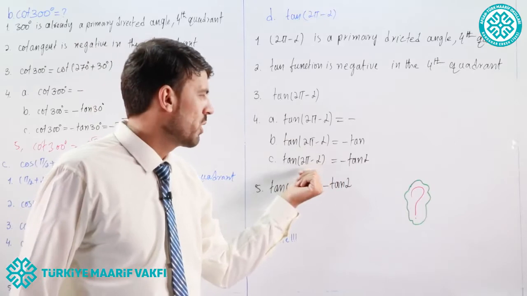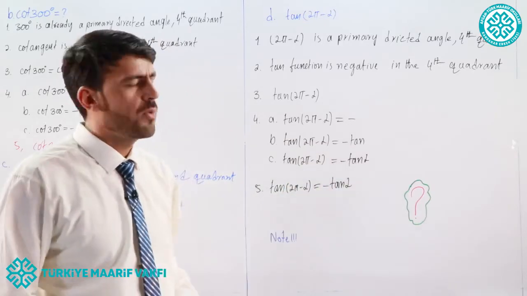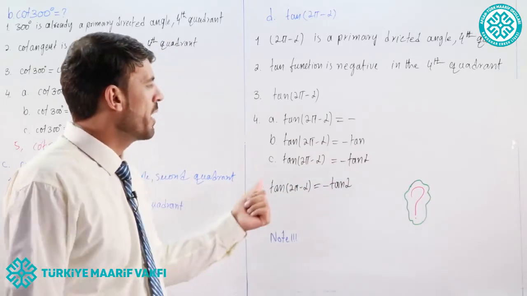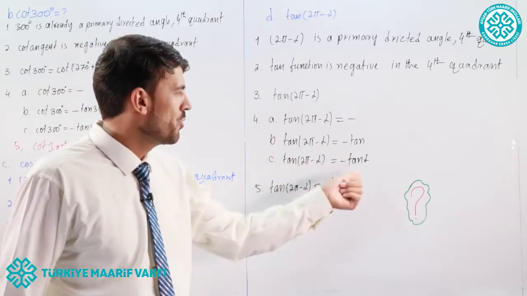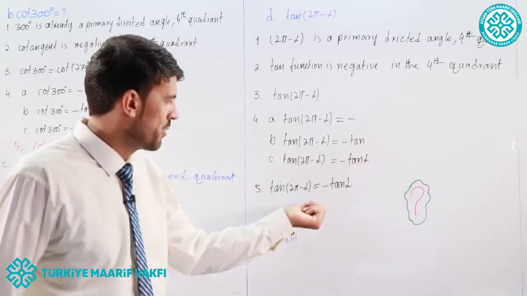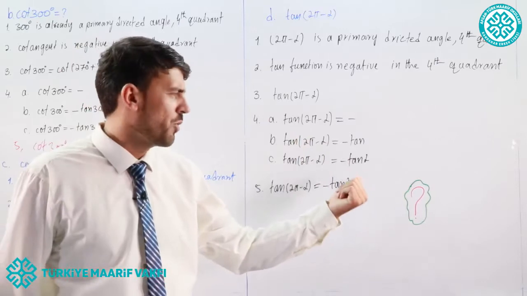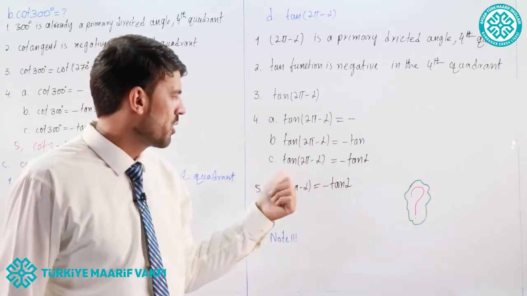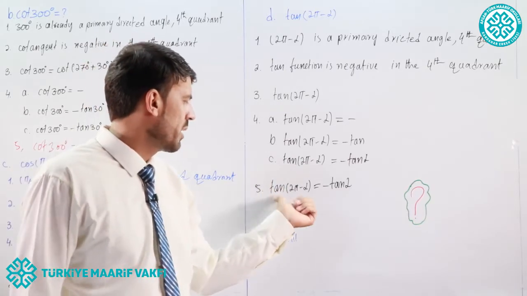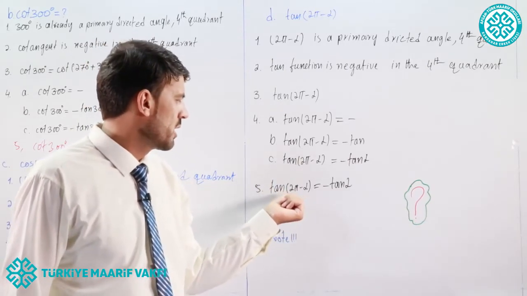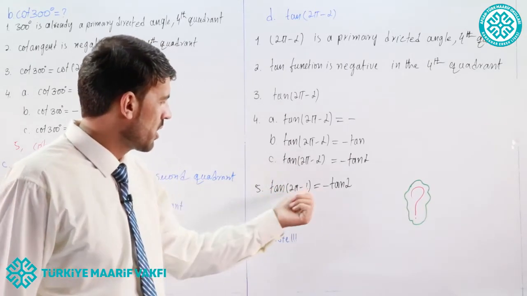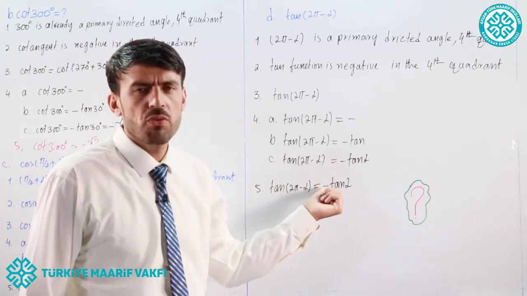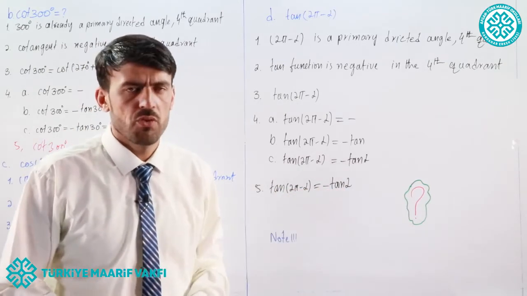We remove the quadrantal angle, only alpha will remain, and find the trigonometric value for the remaining angle, which is alpha, and we cannot find a numeric value for alpha. So the answer of tangent 2 pi minus alpha will be minus tangent alpha.